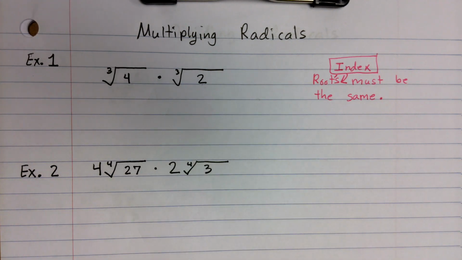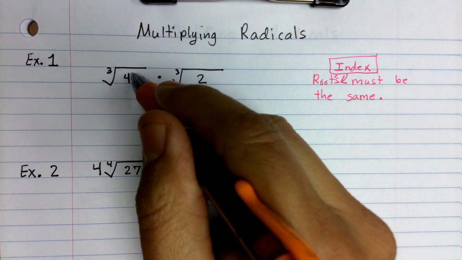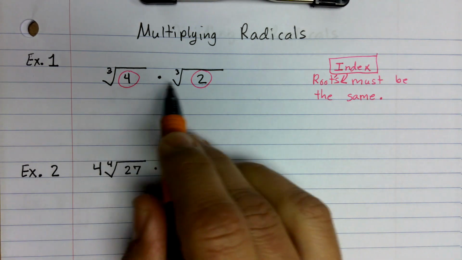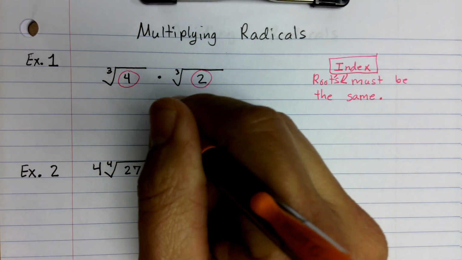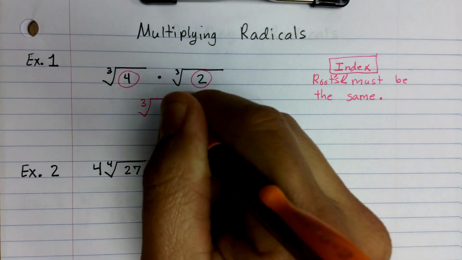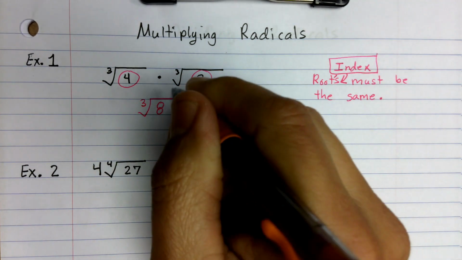Now, in this case, when I multiply these, I'm simply going to multiply this 4 times this 2. And so therefore 4 times 2 gives me 8. So my answer is going to be, I have a cube root of 8.